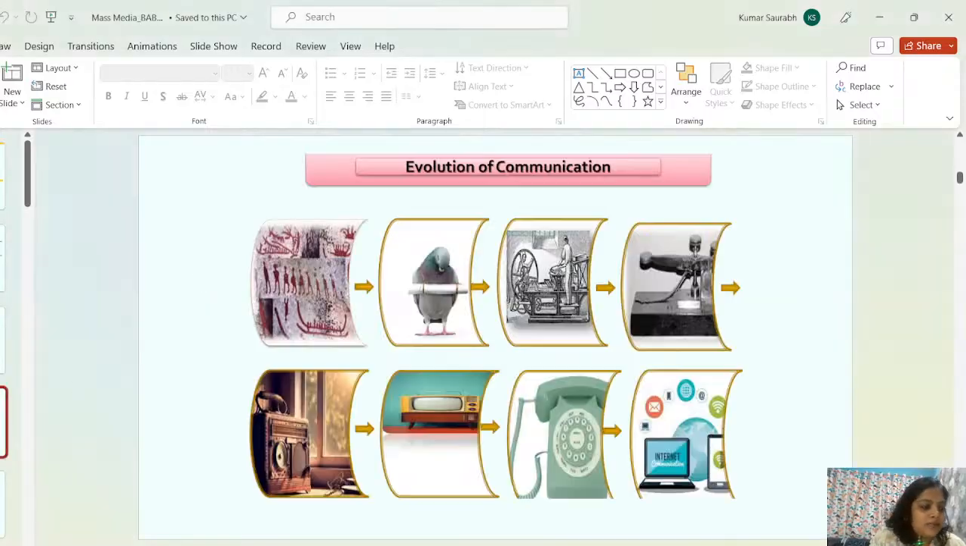Now let's come to this part. You can see this picture, the evolution of communication, how it all started. The first picture is about how communication started, and at the end, you can see how communication is right now. It shows how communication has evolved over a period of time.